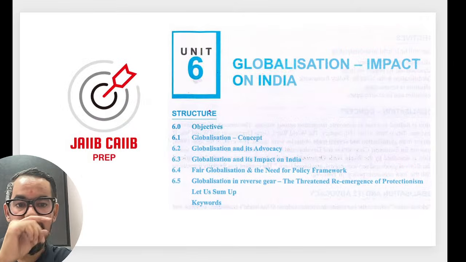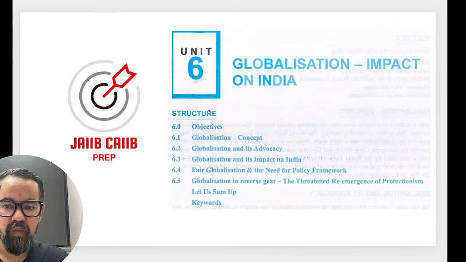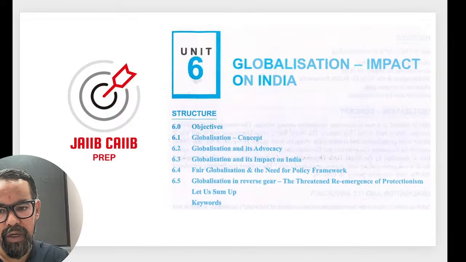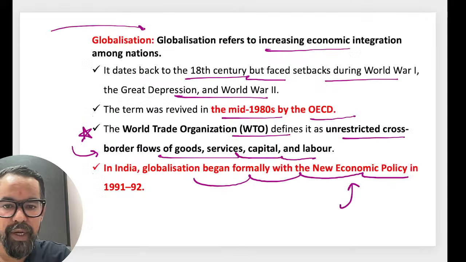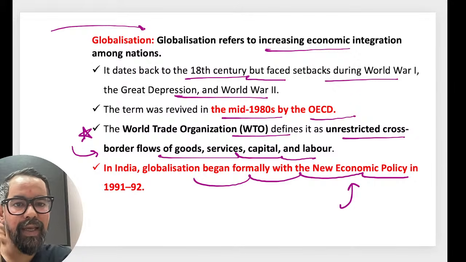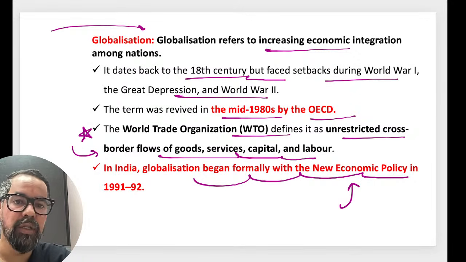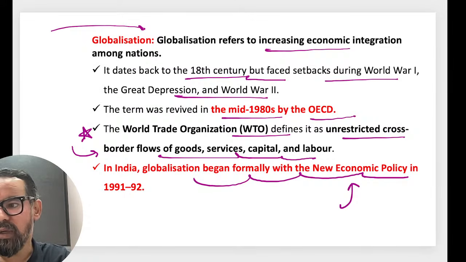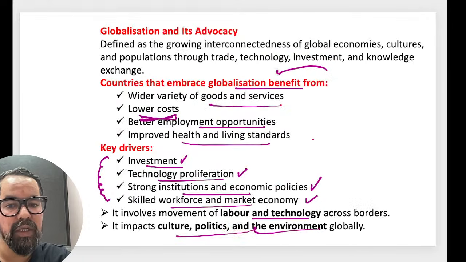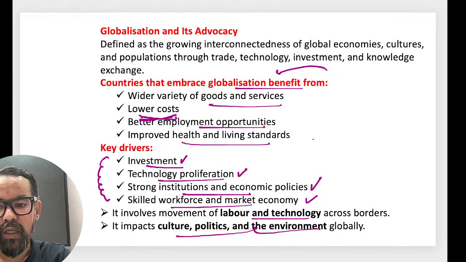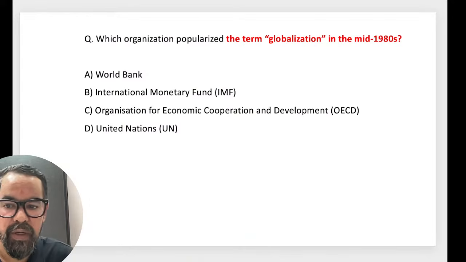So, next topic is globalization and its impact on India. When it comes to globalization, nowadays there is another topic, the interconnectedness among the economies and the financial markets also. These are similar because for that interconnection, globalization is the major reason. All right, so let's start with this particular one.